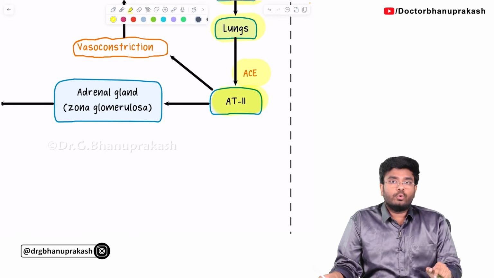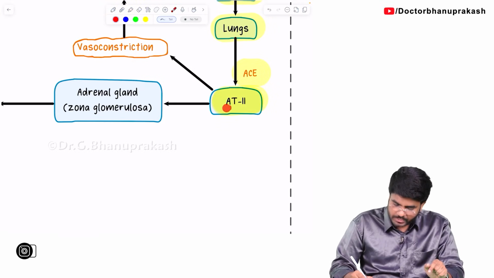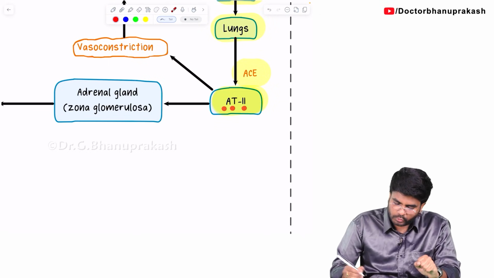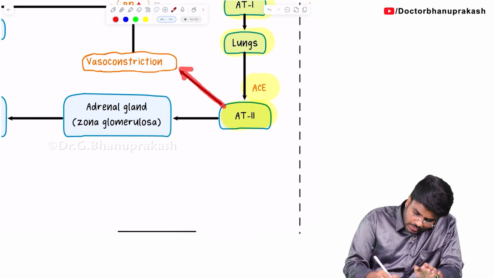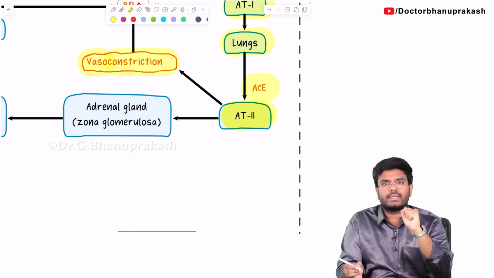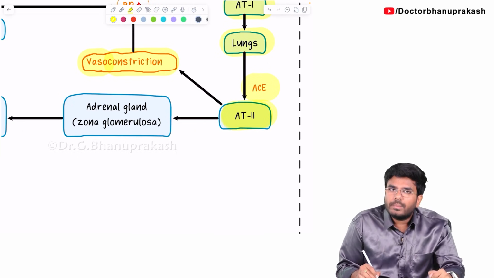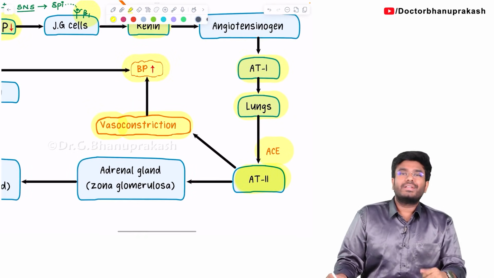Now angiotensin 2, in the name itself it is there. Angio means blood vessel, tensin means constricting. So angiotensin 2 will act on your blood vessels causing vasoconstriction. It is going to make your blood vessels constrict like this. So tell me, whenever your blood vessels are constricting, what do you think will happen to the BP? BP increases. Problem solved or not? Yes, problem solved.